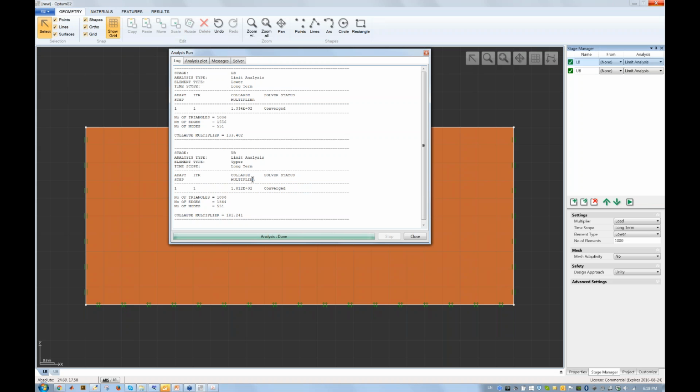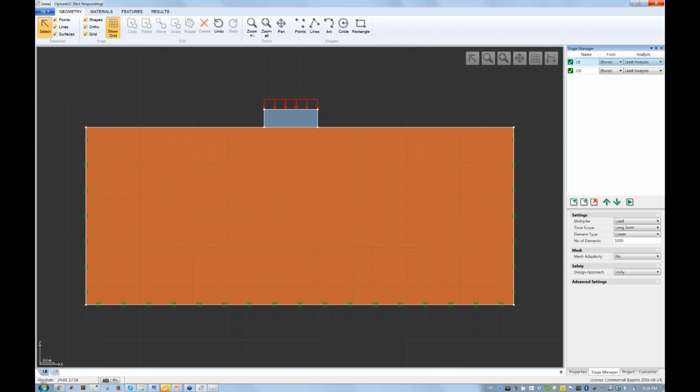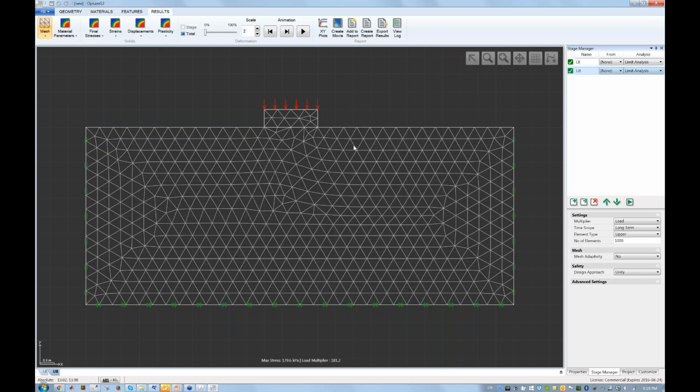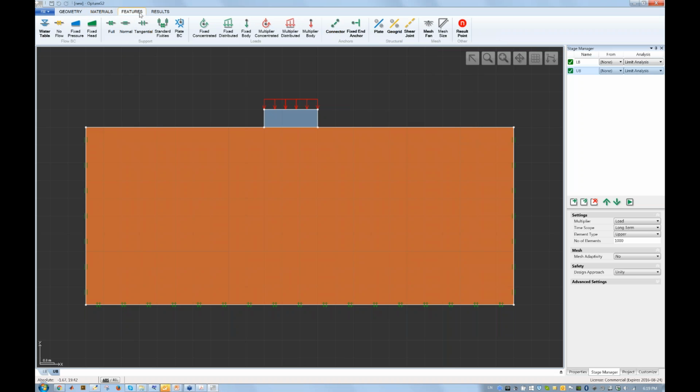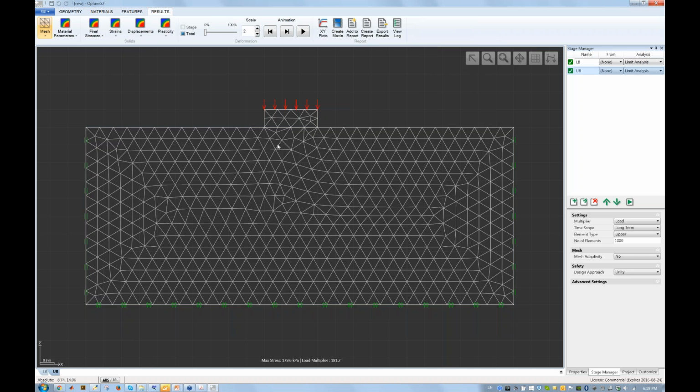That's already a useful piece of information that you wouldn't otherwise have, but that is in a way a standard part of OptumG2. If you look at the results, you'll notice one thing here as well, that you don't have to go through a separate mesh generation stage. The mesh is generated behind the scenes as part of the analysis. So as a user, what you need to really pay attention to is the geometry, the materials, the features, load, supports and so on, and then you're ready to run the analysis. The mesh is created behind the scenes and the calculations are done.